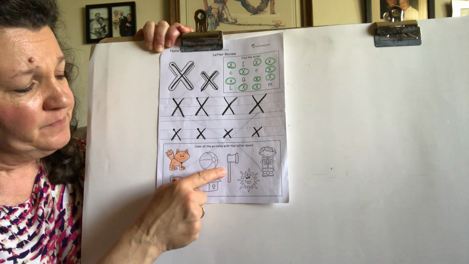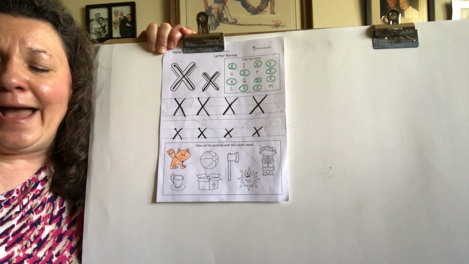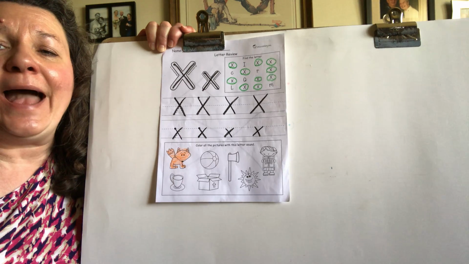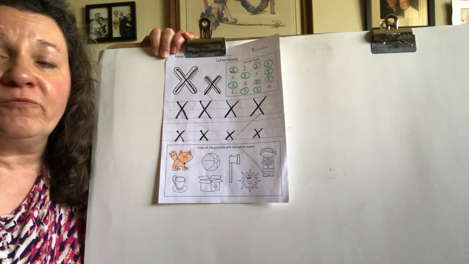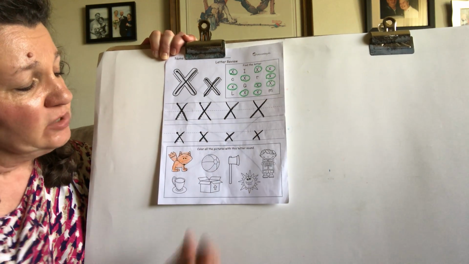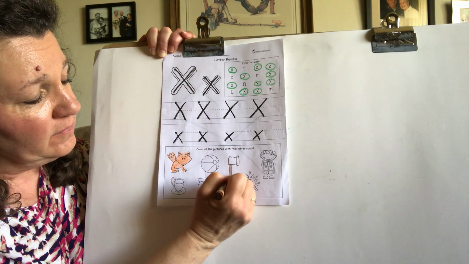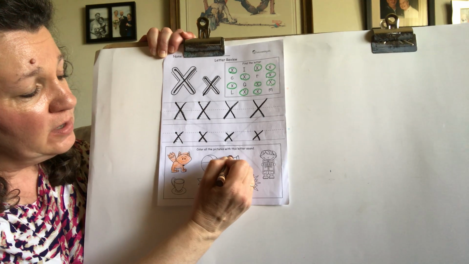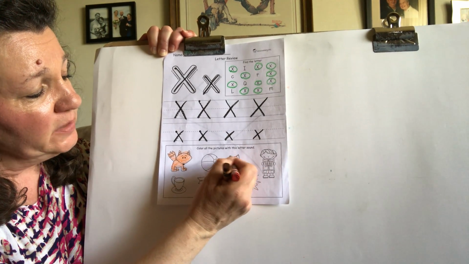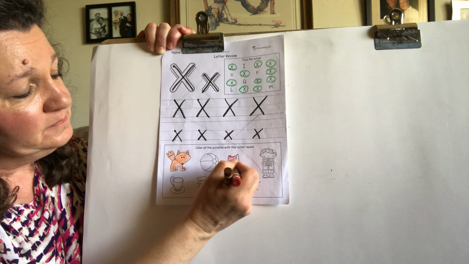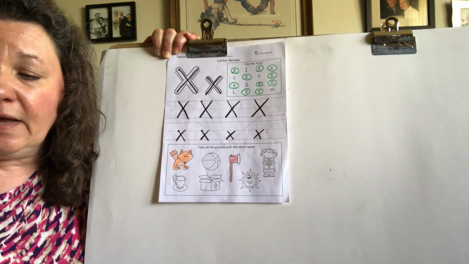Do you know what this is? That is an axe. Axe, say that, axe. An axe is something that they would use when they wanted to chop wood for a fireplace. So let's color the axe. And you can make this whatever color you want. Okay, so that's an axe.